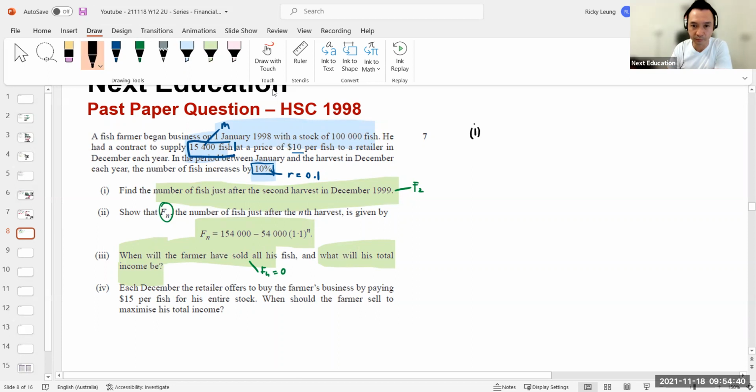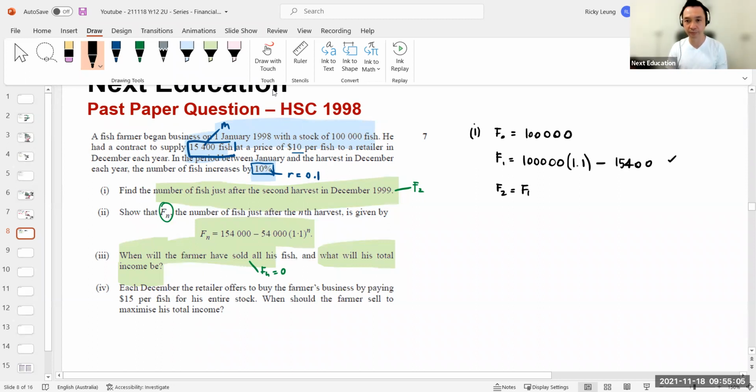So part 1. F0, how many fish does he have at the start? 100,000. At time 1, the 100,000 fish grows by 10%, and then he sells off that. Nothing too fancy about that. F1 done. F2 starts with F1, grows a bit, minus 15,400. So then just like before, this comes into here, sub it in.